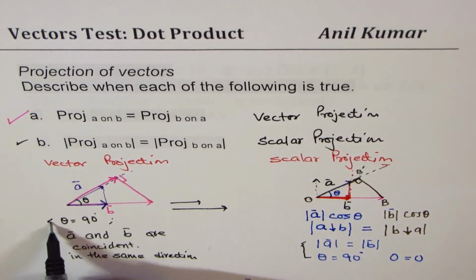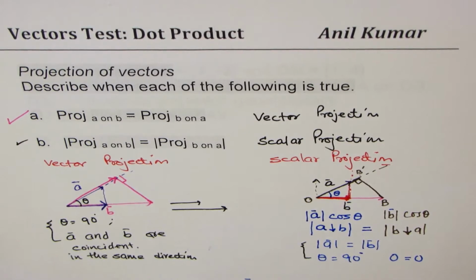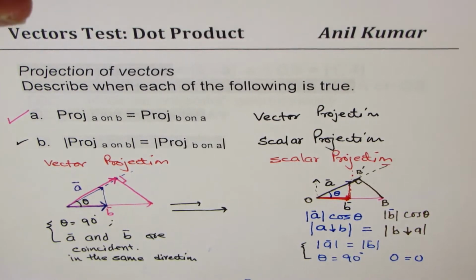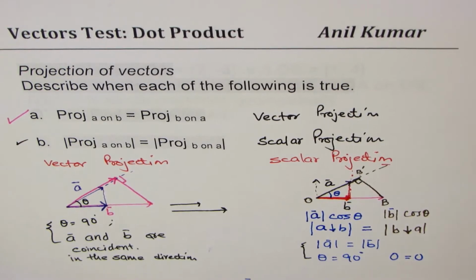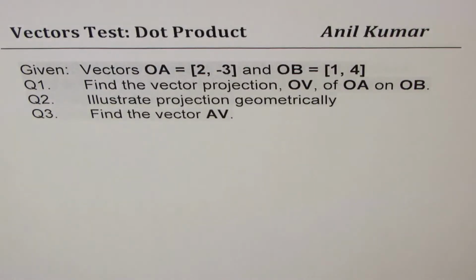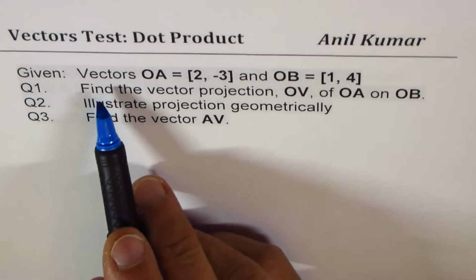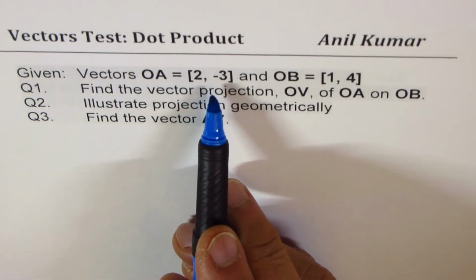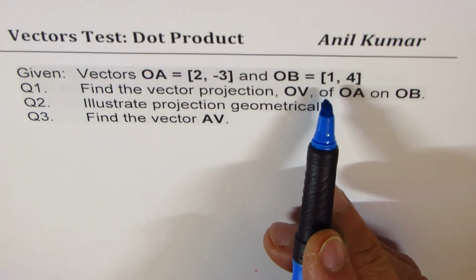Correct? So these are the two conditions when the vector projection of two vectors are going to be equal. So I hope the concept is absolutely clear. Now let's take up an example of calculating scalar and vector projection. We are given vectors OA (2, -3) and OB (1, 4).